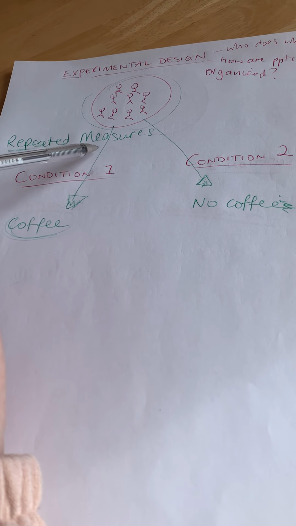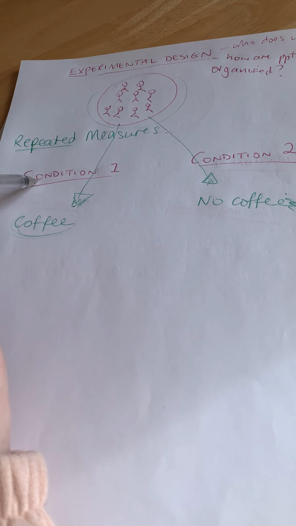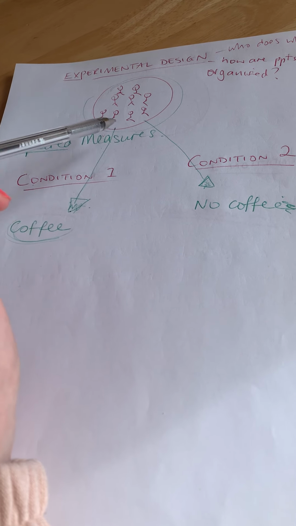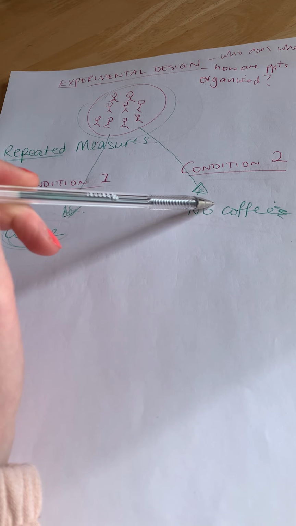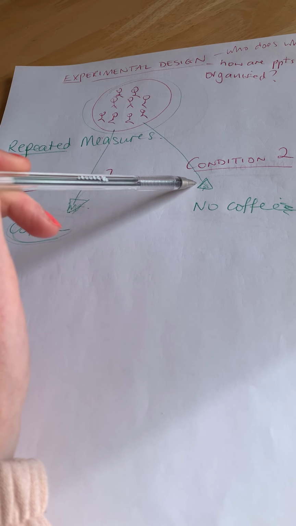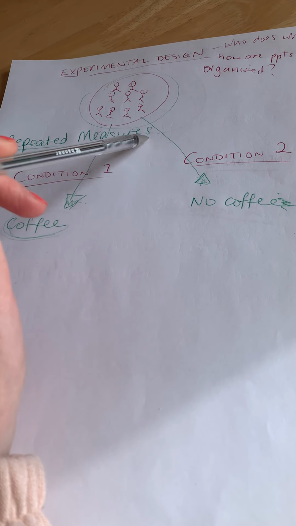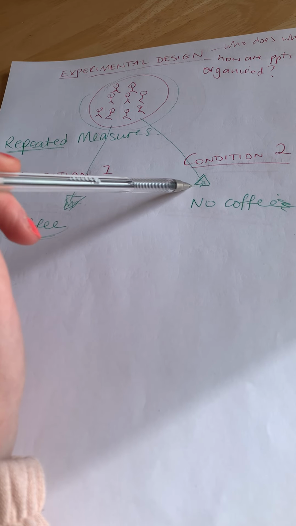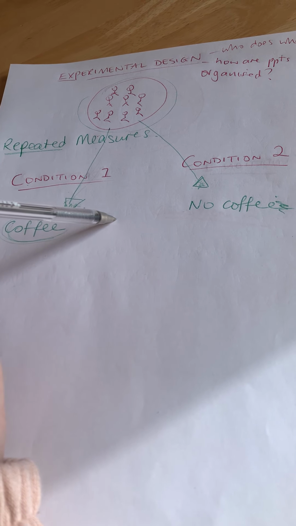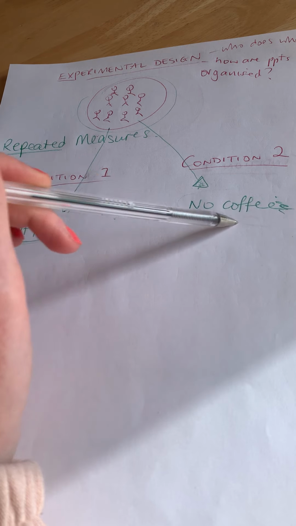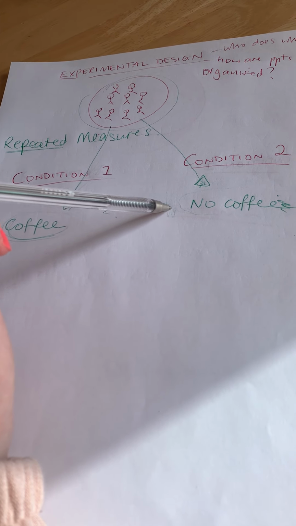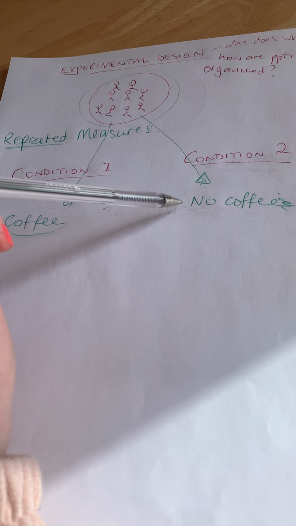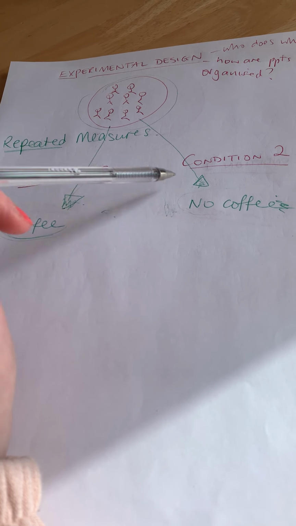But something you will also read is that with repeated measures, because we're using the same participants for both conditions, by the time they get to condition 2, lots of things might have happened. They might have worked out what the aim of this study is. So they may not be acting or behaving in a natural way, and therefore our results might not be valid.